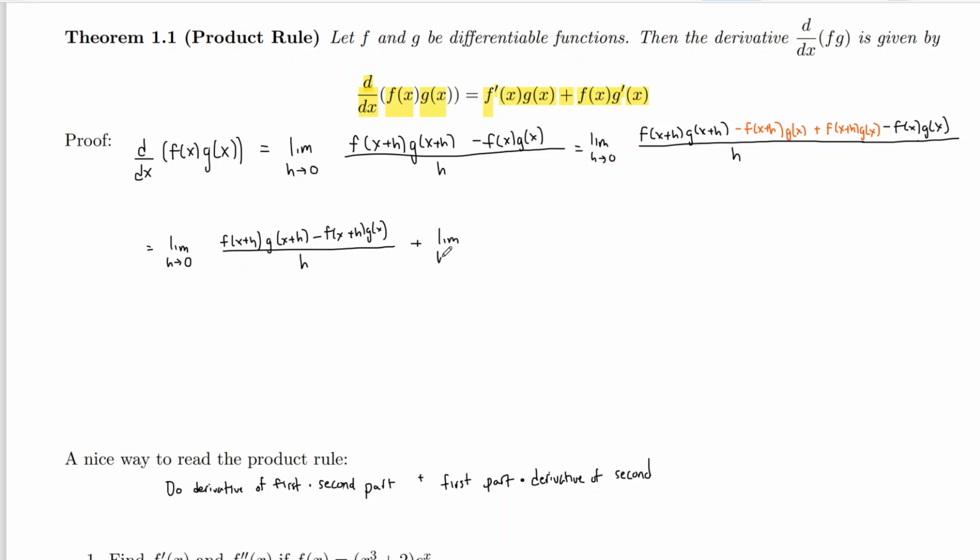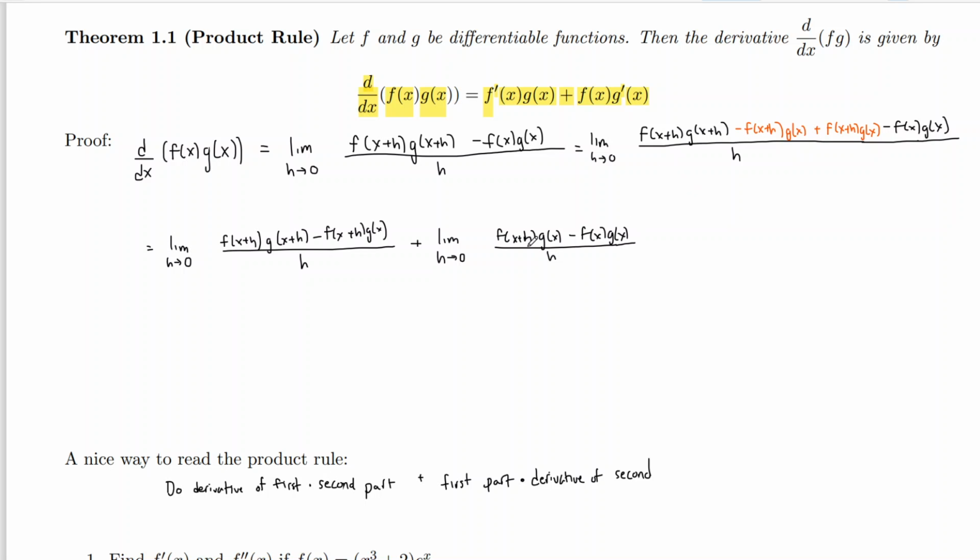the limit as h goes to 0, and then I'm going to rewrite the rest over h. So I have f of x plus h times g of x minus f of x times g of x.